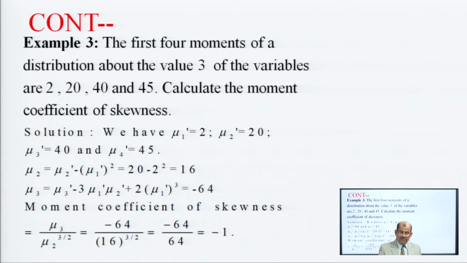Moment coefficient of skewness is mu 3 divided by mu 2 raised to the power 3 by 2. Substituting mu 3 and mu 2 in this formula, we get minus 64 divided by 64, which is minus 1, meaning the moment coefficient of skewness is minus 1.